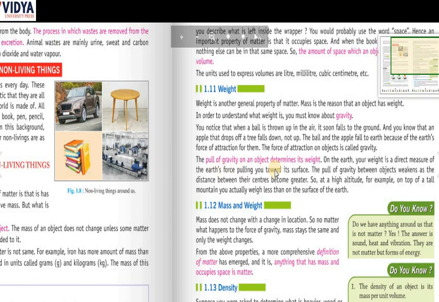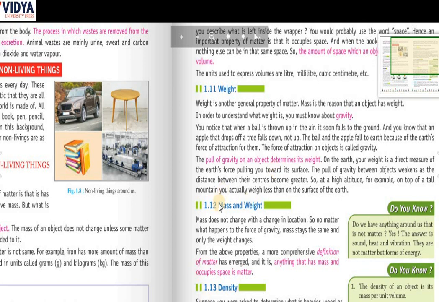The gravity of an object depends on two factors. First is the distance between the centers of the two objects, and the second factor is the mass of an object. If the mass of an object is greater, the gravity will be greater. If the distance between the two objects is less, the gravity will be more. If the distance is more, the gravity will be less.